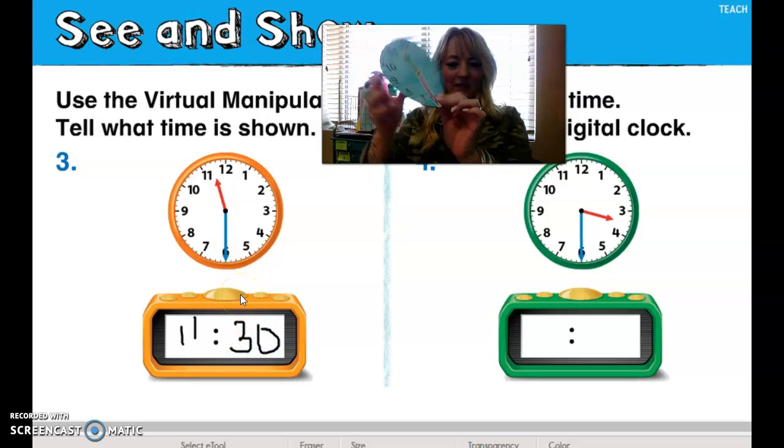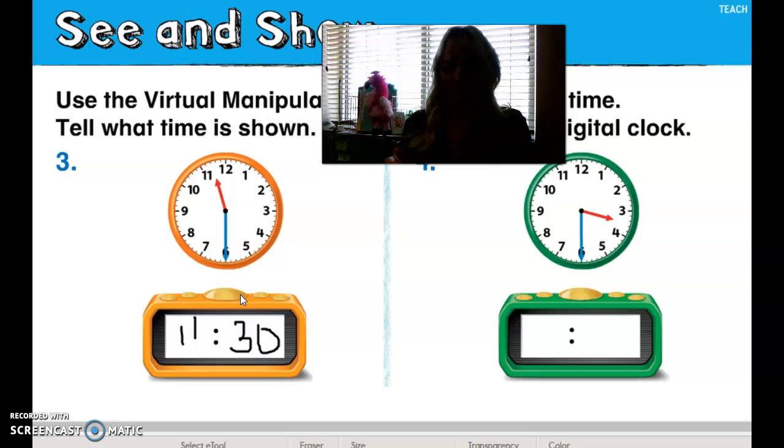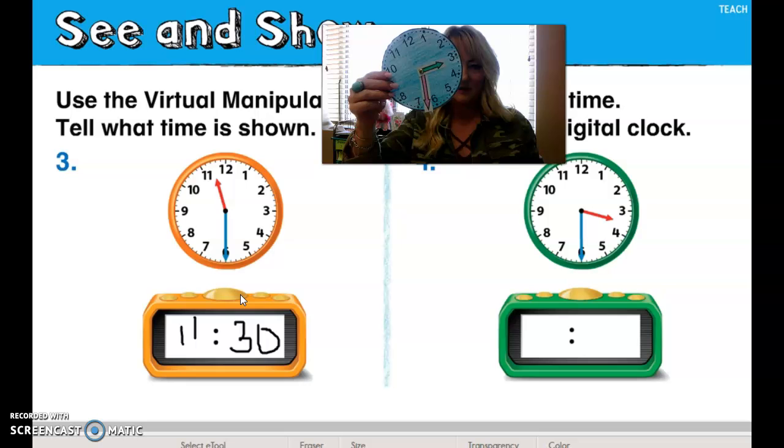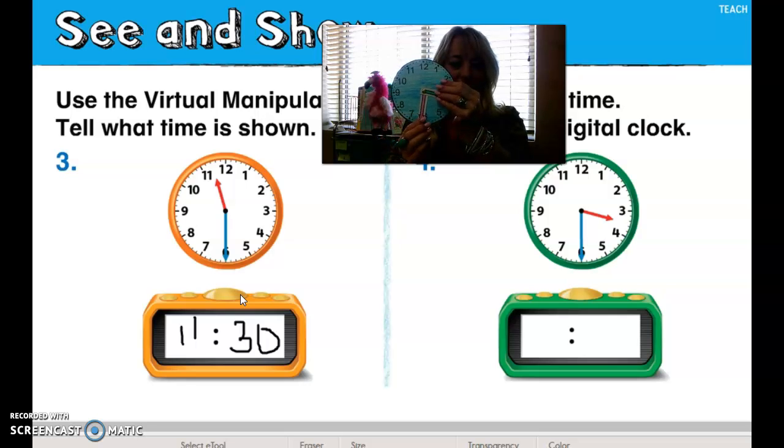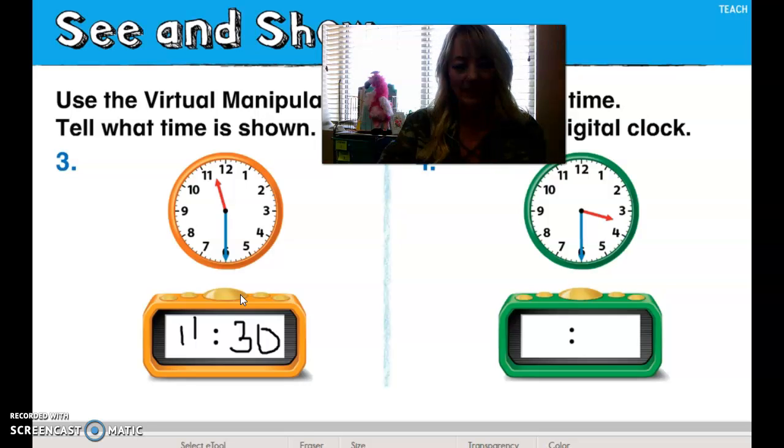Then take your clock again. Looks like between the 3 and the 4, and then straight down. That's not very well between the 3 and the 4, so it's not quite 4 o'clock yet. The lesser number is 3, so it is 3:30.